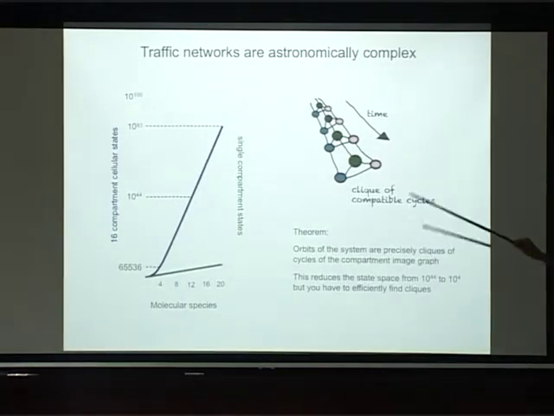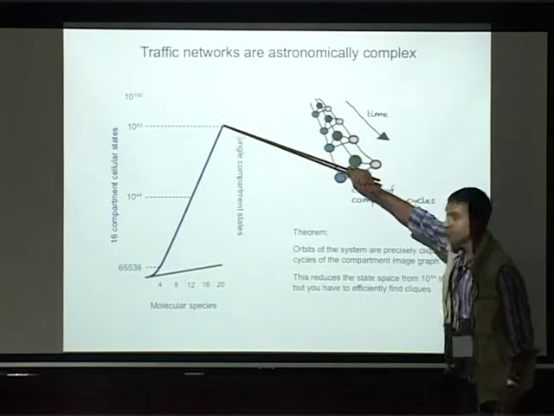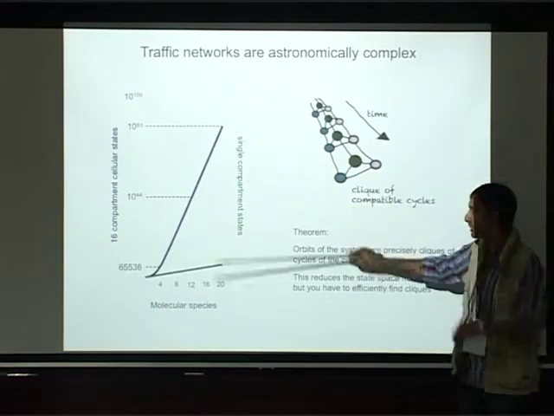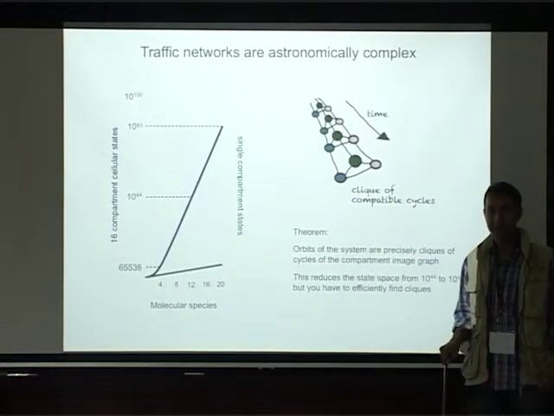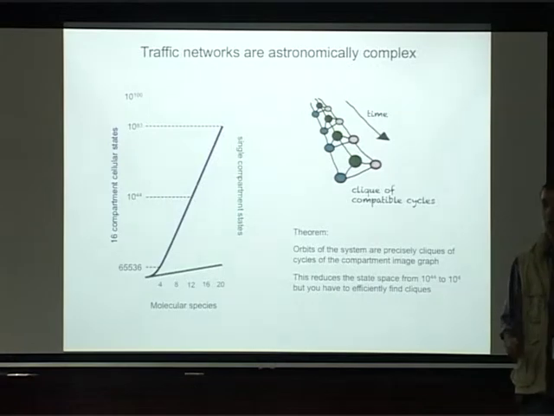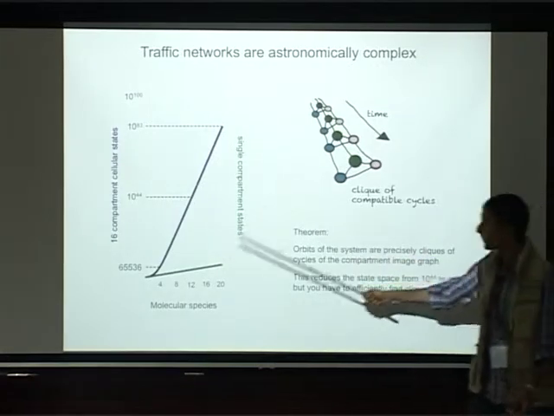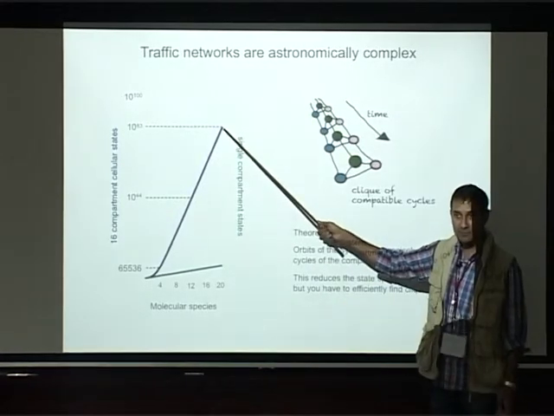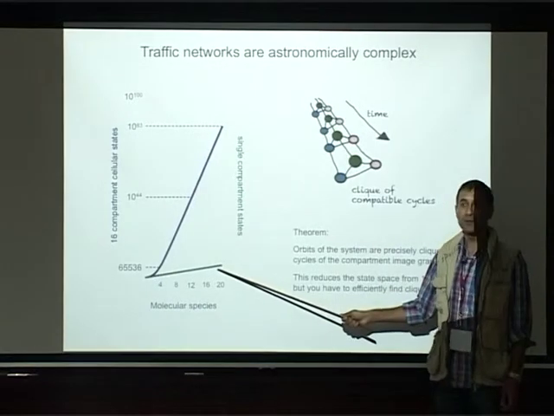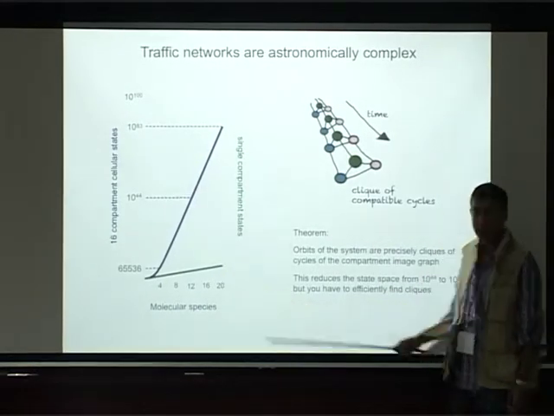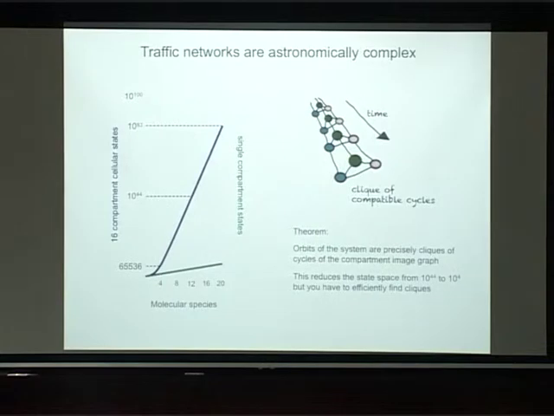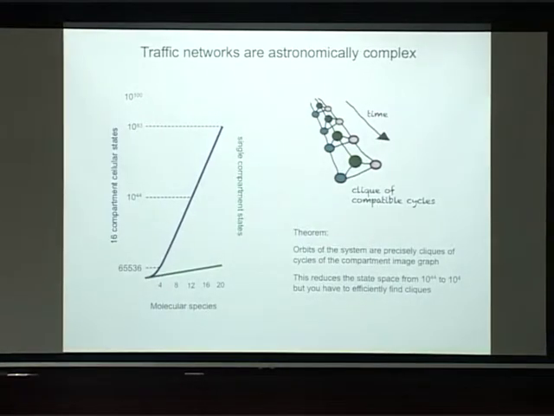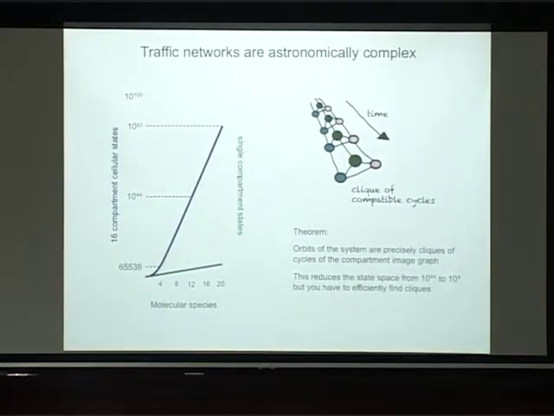But you can convert the behavior of this system, you can map it down to the behavior of a simpler system. Essentially, you can reduce the size or the complexity of this problem from 2 to the 2 to the n, which is up here, to 2 to the n, which is down here. This is tractable. And that comes through the application of a certain model reduction protocol. So this is the application of theory.